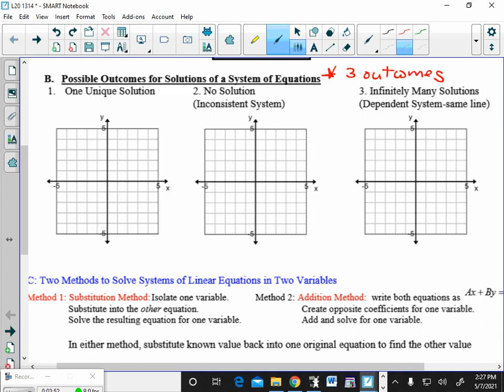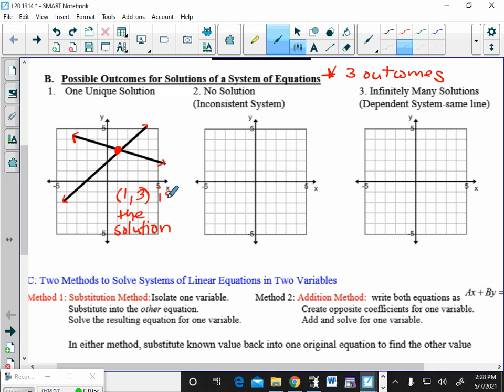The first outcome is to have one unique solution. What those look like could be just any 2 lines. You could have maybe this line, and then another line going through like that. You could put arrows on here because the lines have domain and range of all reals. So this point of intersection here, you could call that 1, 3, and say 1, 3 is the solution.